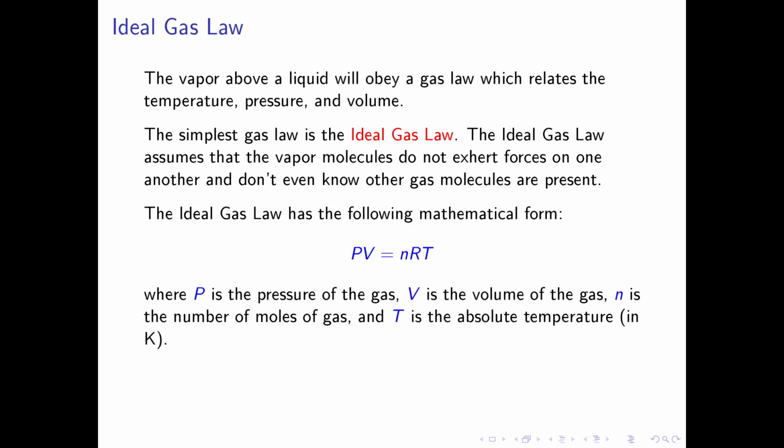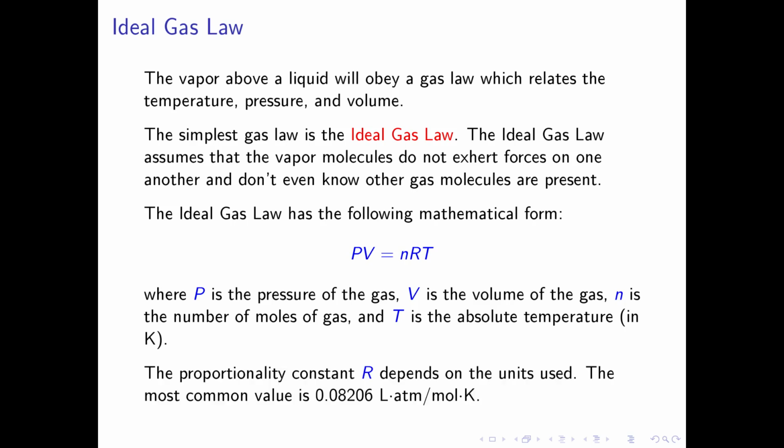The ideal gas law has the following mathematical form: PV equals nRT, where P is the pressure of the gas, V is the volume of the gas, n is the number of moles of gas, and T is the absolute temperature, meaning the temperature in Kelvin. The proportionality constant R depends on the units that are used. The most common value is 0.08206 liter atmosphere per mole Kelvin.